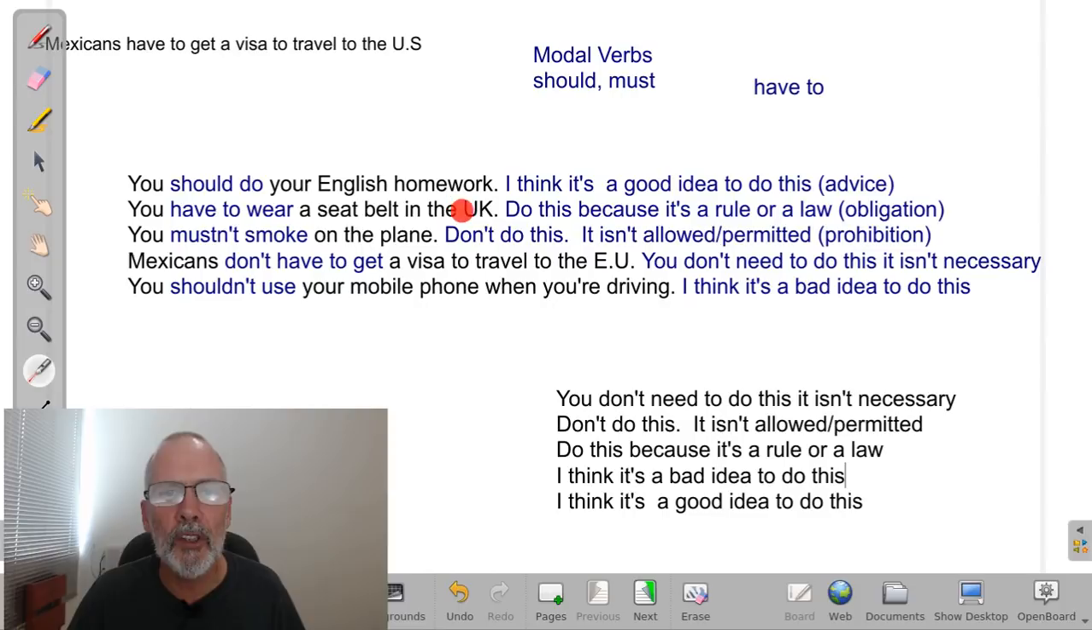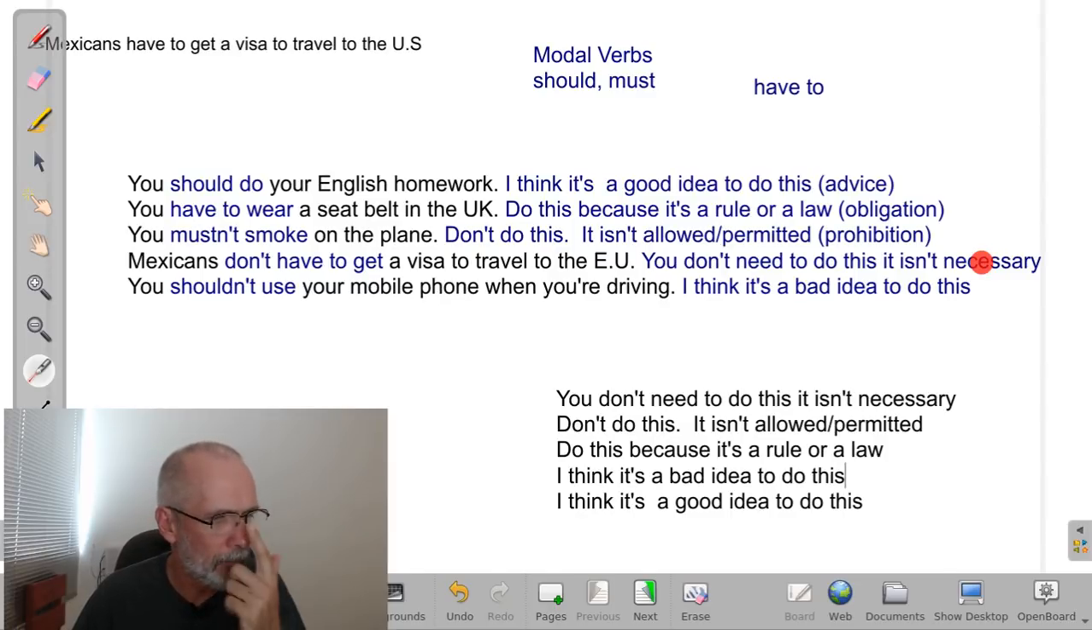You have to wear a seatbelt in the UK. It's a law. It's an obligation. You mustn't smoke on the plane. Don't do this. It is not allowed. It isn't allowed. It's not permitted. It's prohibited. Mexicans don't have to get a visa. Here we're using have to in the negative. It means it's not necessary for a Mexican to obtain a visa if they travel to the European Union. You don't need to do it. You can if you want, but it's not necessary.